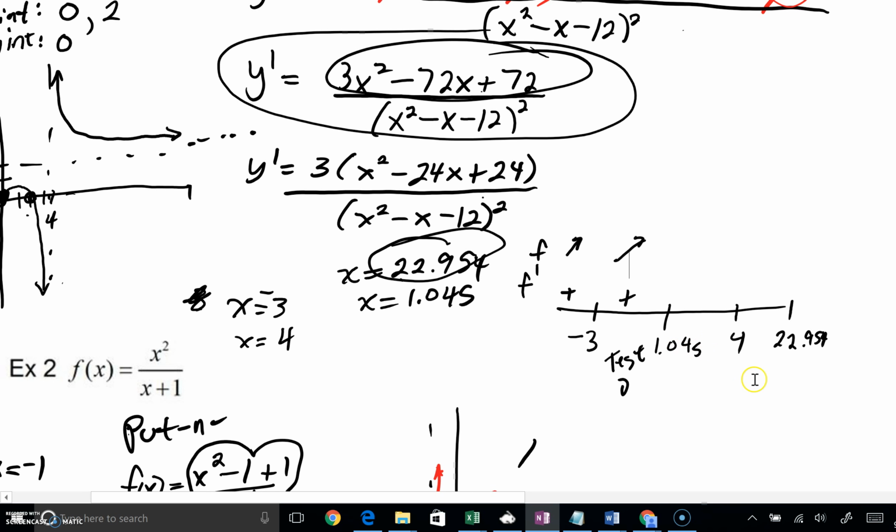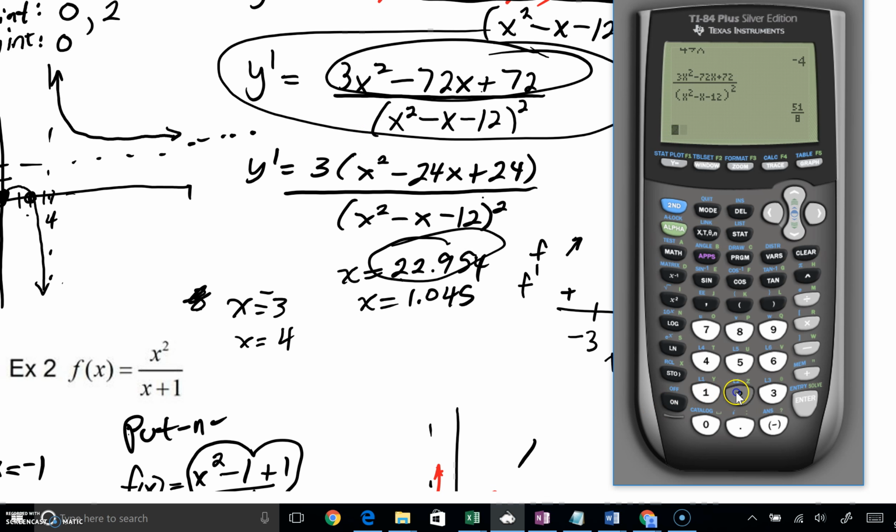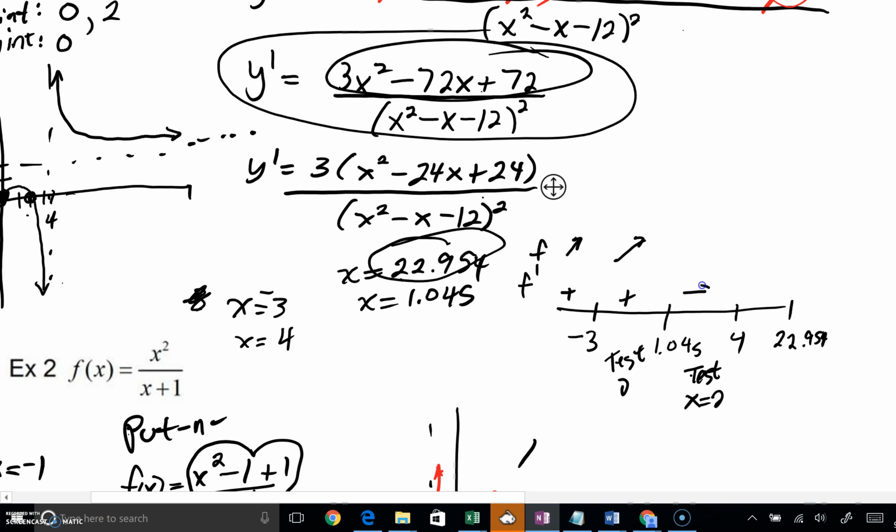Let's go to the right of 1.045. Maybe we could test x equals 2. You can think, well, what's going to happen there? Let's get the calculator up and go 2, store that in for x. Then you could retype that out as the first derivative, but I already did that once as a time saver. You can see you get something negative. That indicates that your curve is going to be decreasing. Your curve is going down. F is decreasing when your first derivative is negative.